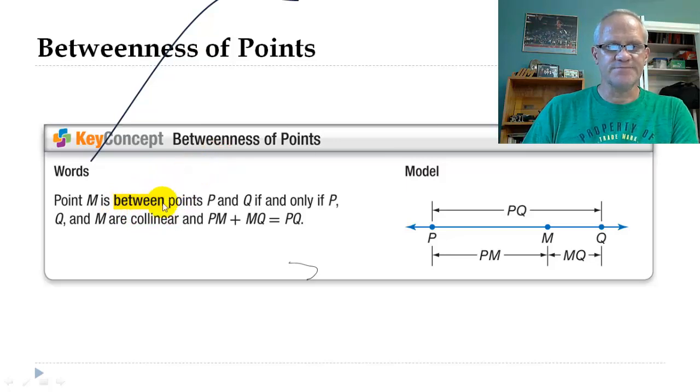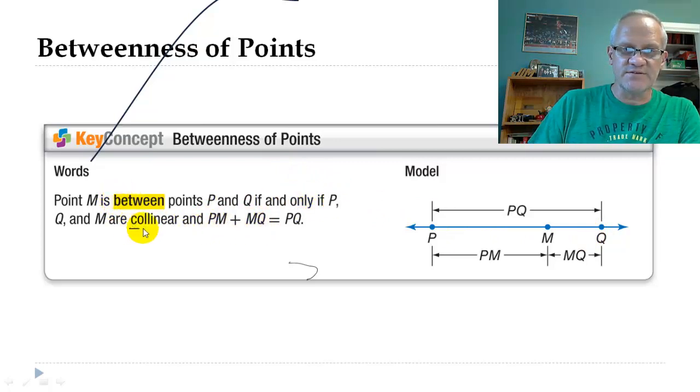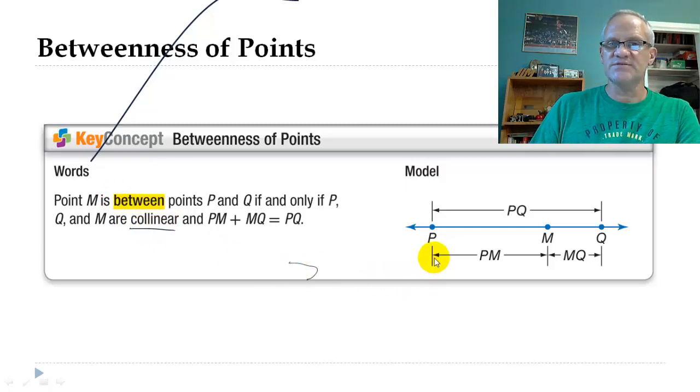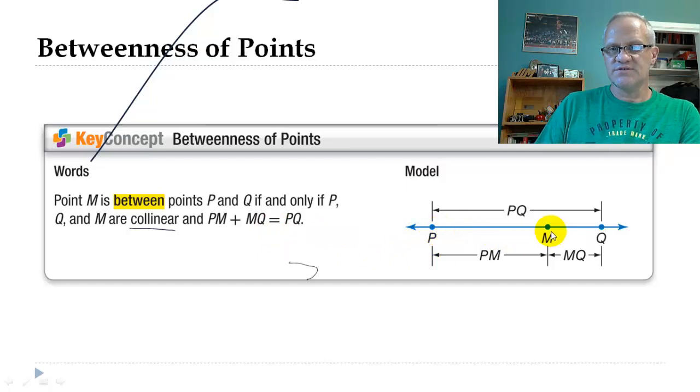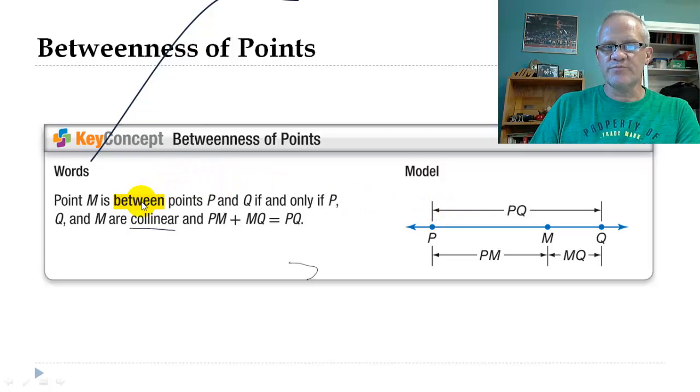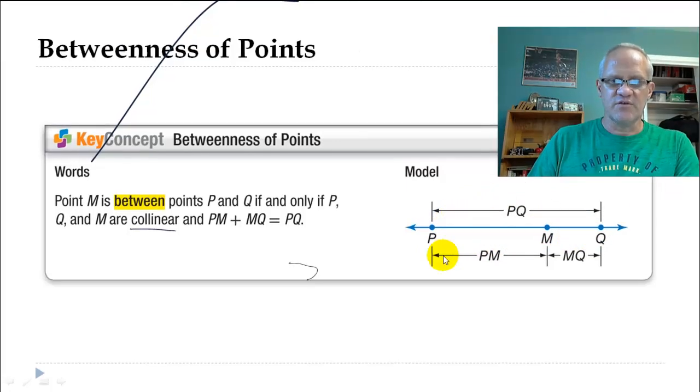The betweenness of points. It says point M is between P and Q. So here's M. It's between P and Q if and only if P, Q, and M are collinear. Hey, there's that word again. Remember we learned that last time? Collinear, that means they have to be on the same line. And the segment PM plus the segment MQ have to together equal PQ. All right? So whenever they say this word between, that means this has to happen. You have to be able to add these two up to equal the whole length of it. Okay, that's the betweenness of points.